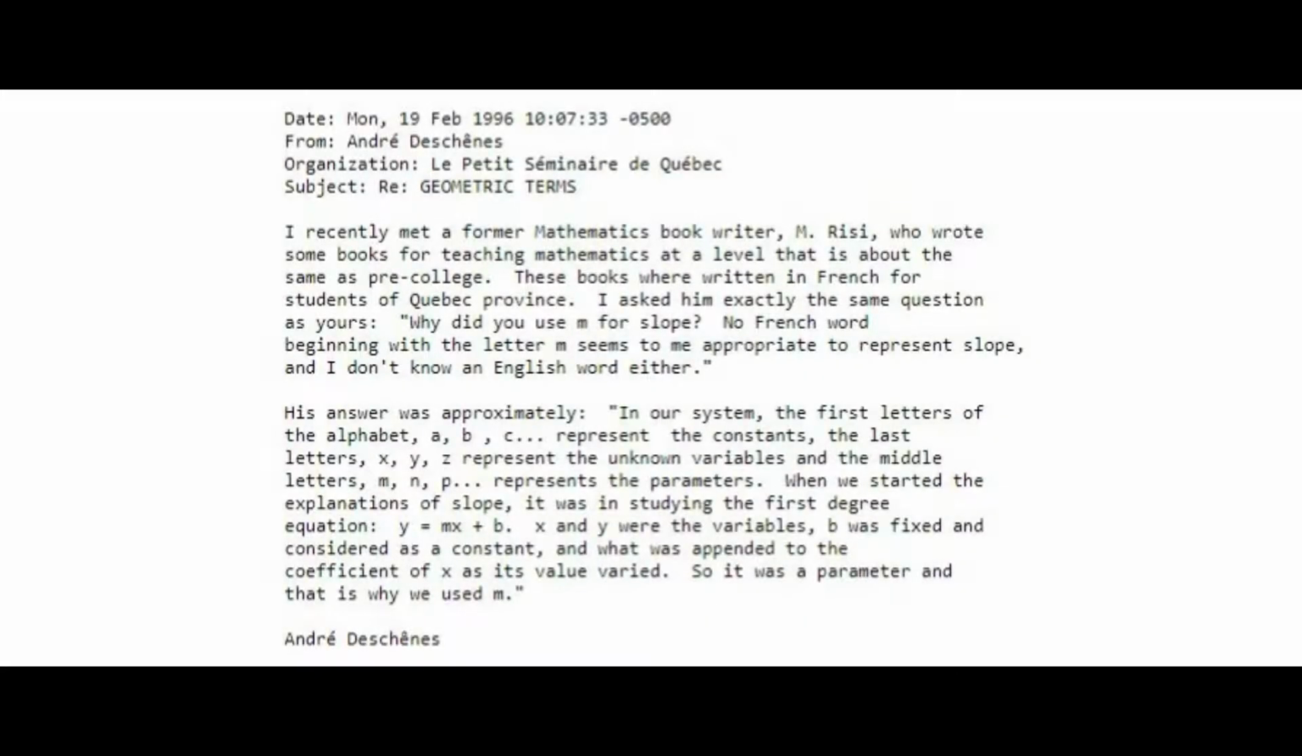Gradient is represented by the letter m, little m. And no, it doesn't stand for anything. They literally just picked a random letter and it just happens to be m. I did do a little research on it.